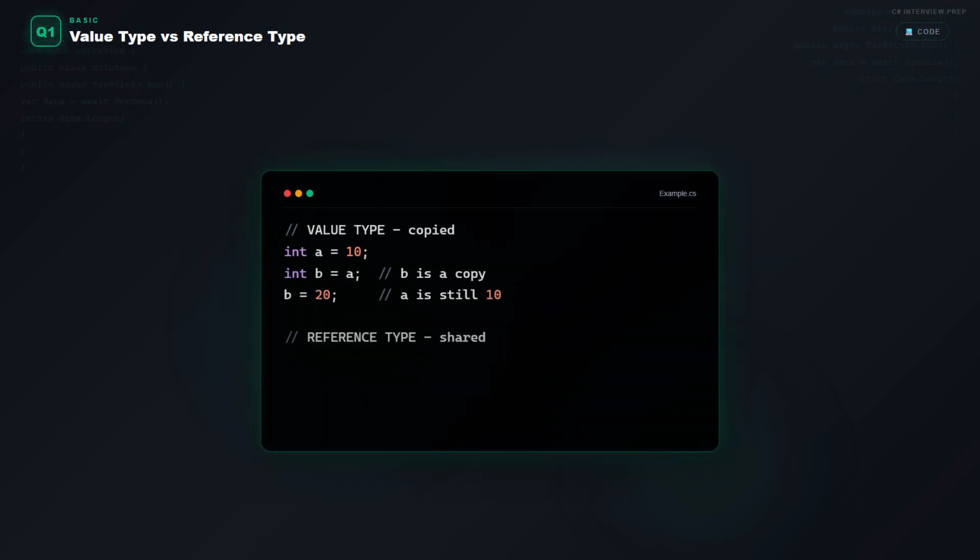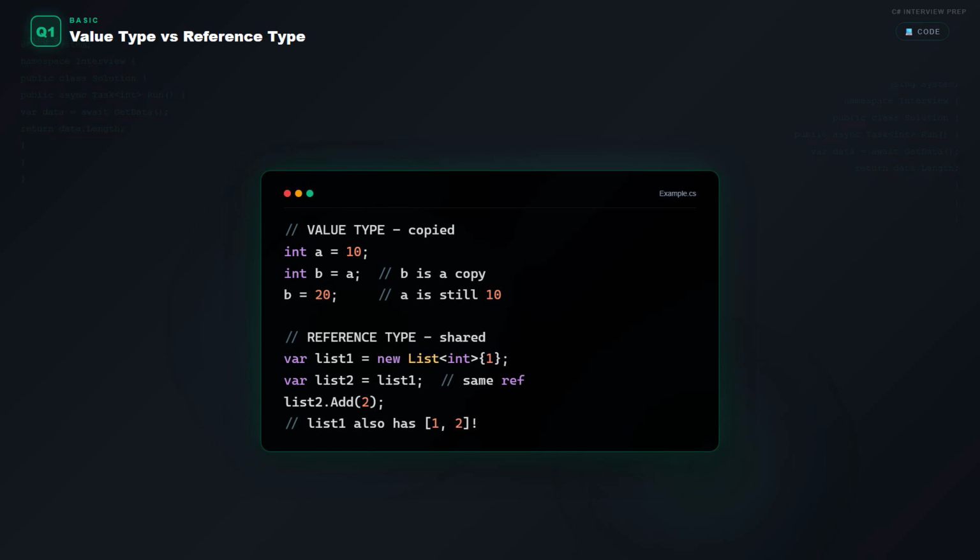Here's an example showing the difference. When you copy an int, changing the copy doesn't affect the original. But when you copy a list, both variables share the same data.